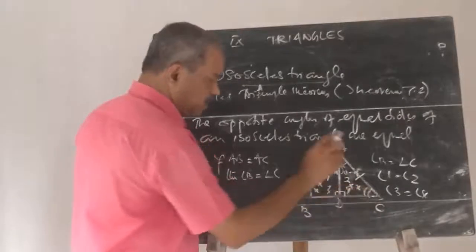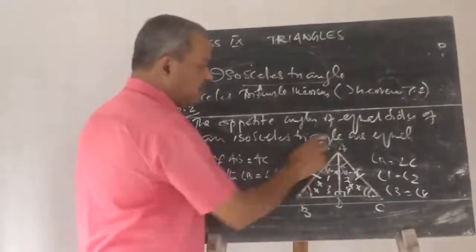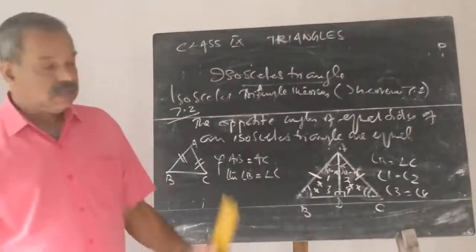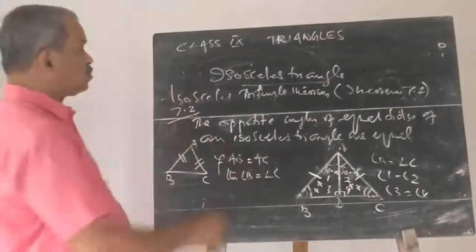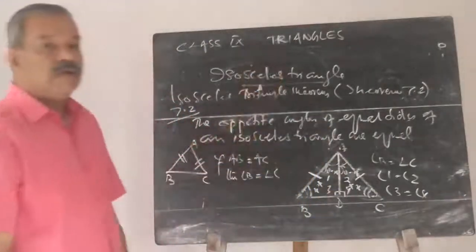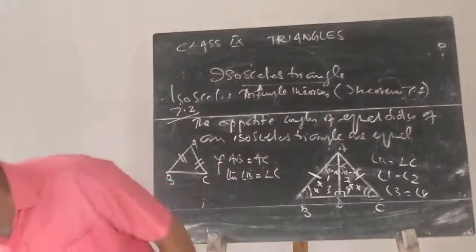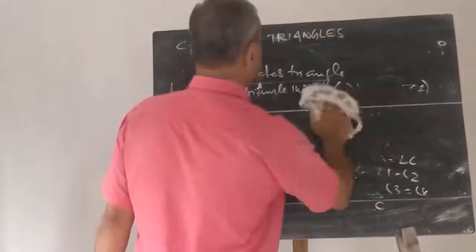Angle x equals angle x, this angle B equals angle C. So AB equals AC, corresponding parts of congruent triangles. Then what do you understand from this? The converse of the isosceles triangle theorem is also true. That can also be proved. This is true by the congruency of triangles.